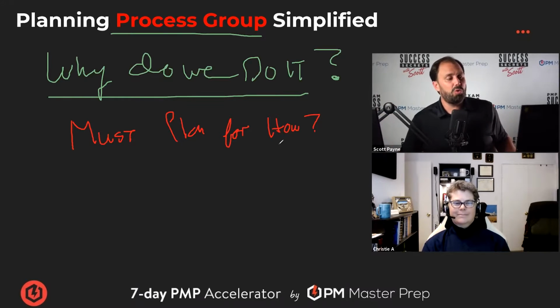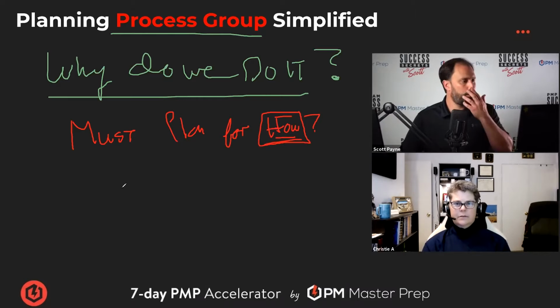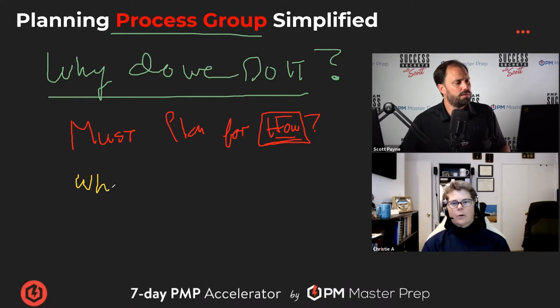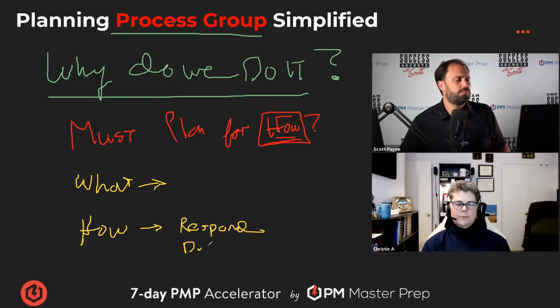But okay, so what we plan is how we're going to do it. So you said how. Why did you choose the word how? Well, it's not just how, it's what. What is the schedule? What is the cost? How will we communicate? How will we identify and respond to risks? How will we check quality? How will we know the project is done or deliverables are accepted? So I guess to me, the bulk of it is how. There are a lot of hows.